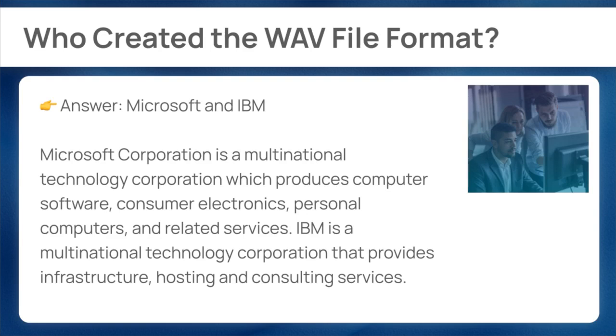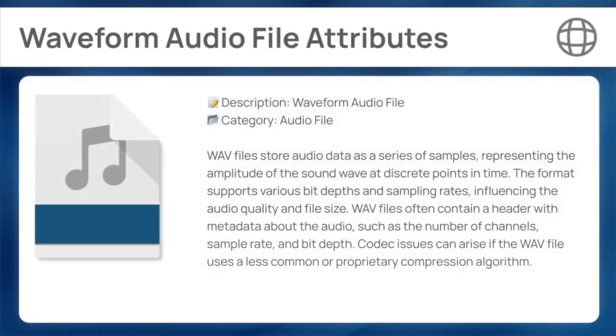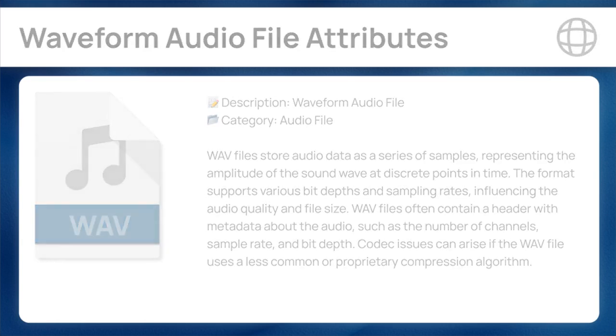for broader compatibility. WAV files store audio data as a series of samples, representing the amplitude of the sound wave at discrete points in time. The format supports various bit depths and sampling rates, influencing the audio quality and file size. WAV files often contain a header with metadata about the audio, such as the number of channels, sample rate, and bit depth. Codec issues can arise if the WAV file uses a less common or proprietary compression algorithm.